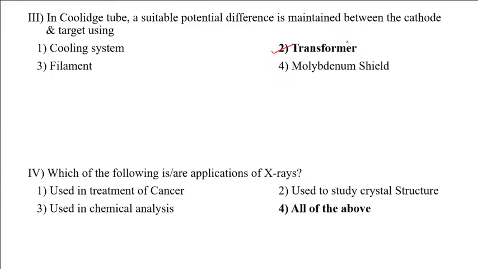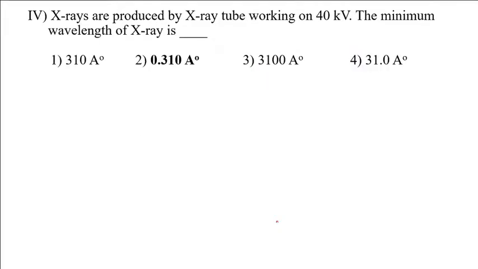Next question, which of the following is or are applications of X-rays? They are used in treatment of cancer, used to study crystal structure, used in chemical analysis. So all these are applications of X-rays. So the right option is option number 4, all of the above. Next, X-rays are produced by X-ray tube working on 40 kilovolt. The minimum wavelength of X-ray is, the options are given in angstrom unit.